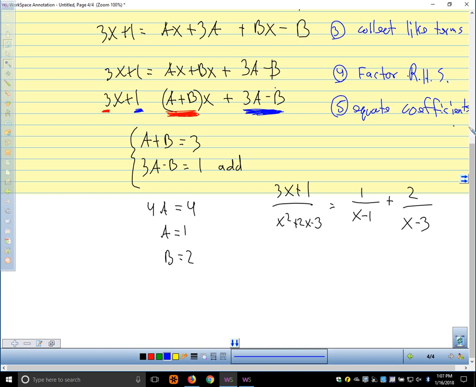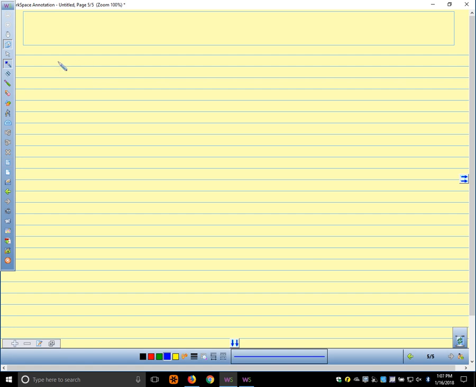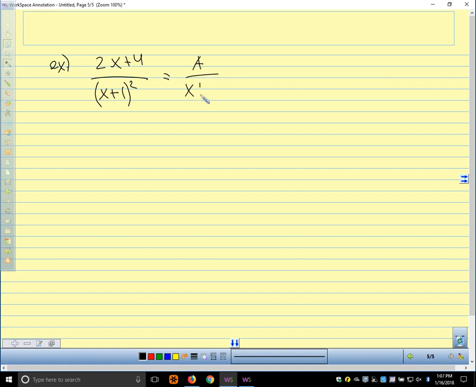All right, let's look at another one. Let's look at one with repeated factors. So this one is already given to you in factored form. We don't have to factor the denominator. They did it for us. So we're going to write out the form. We need 1 for the x plus 1, and we need 1 for the x plus 1 squared.